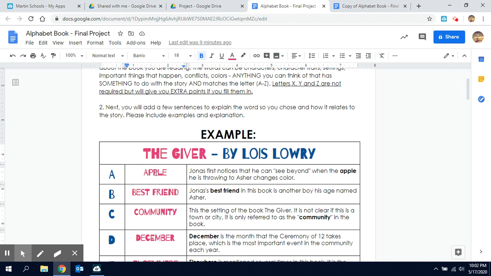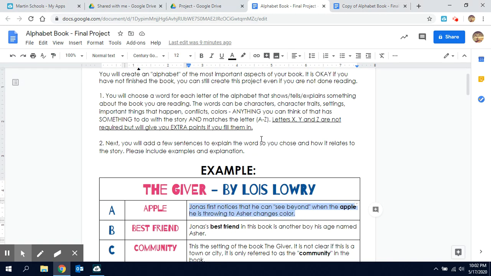If you put a random word up here, and I've read all of the books that were assigned, and I don't understand through the word itself or through your sentence what it has to do with the book, then I can't give you credit for it. The directions say the words can be characters, character traits, settings, important things that happen, conflicts, colors, anything you can think of that has something to do with the story and matches the letter.